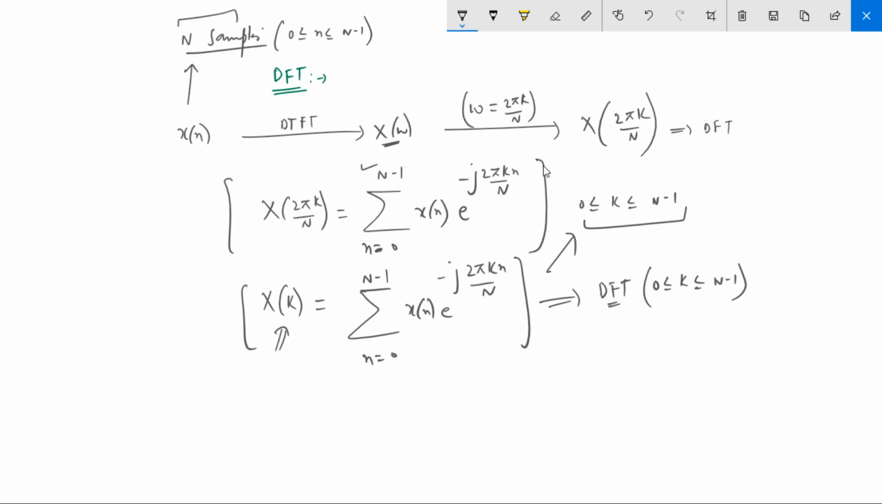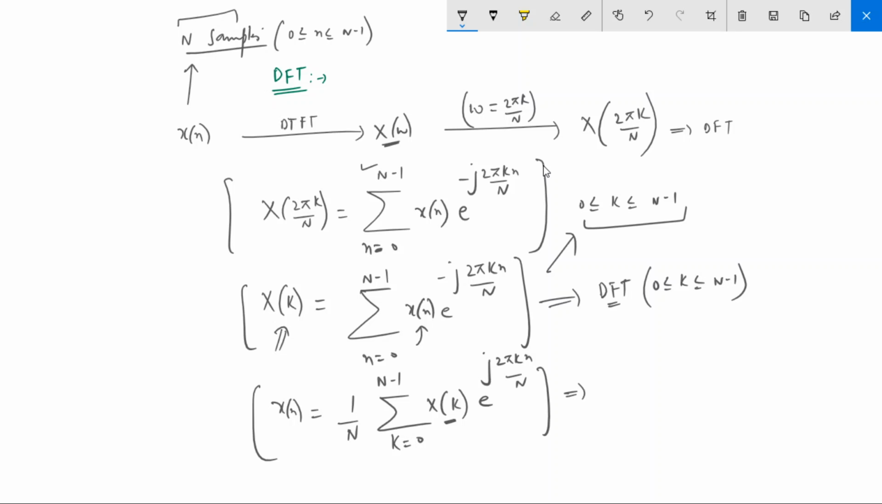And then we have an equation to reconstruct x[n] from X[k], that is your IDFT, and that we have already discussed. It is 1 by N summation of k from 0 to N minus 1 X[k]. Then in place of X(2 pi k by N), I am just writing X[k] here, e raised to power j 2 pi k n by N. So this is the reconstruction equation, which is called the inverse discrete Fourier transform, IDFT, where n is between 0 to N minus 1.